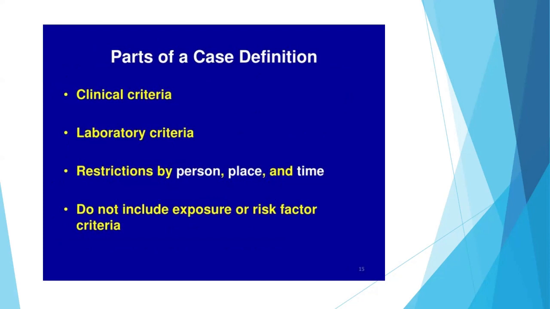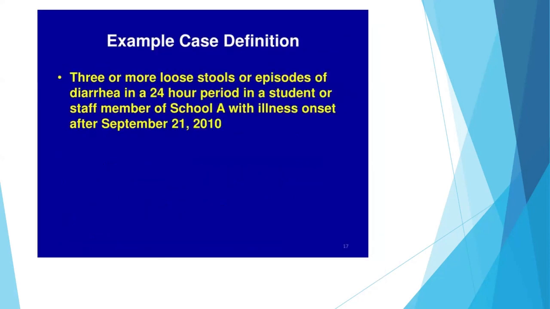Then there are the parts of a case definition. There are clinical criteria, laboratory criteria, and restrictions by person, place, and time, and it does not include exposure or risk factor criteria. For example, three or more loose stools or episodes of diarrhea in a 24-hour period in a student or a staff member of school A with illness onset after September 21, 2010. Now, this is our example of a case definition. This is a very broad sort of case definition, and it gives us an idea about whom to do the surveillance on, whom to identify as a case for that specific outbreak.